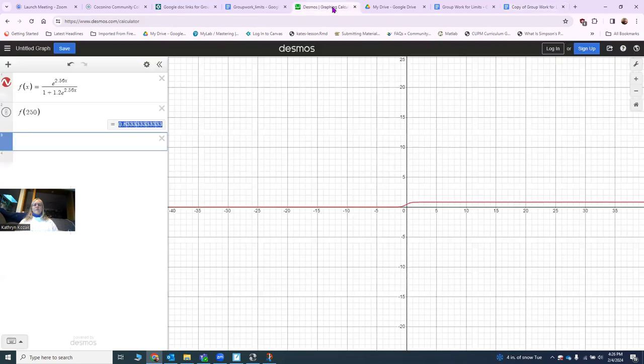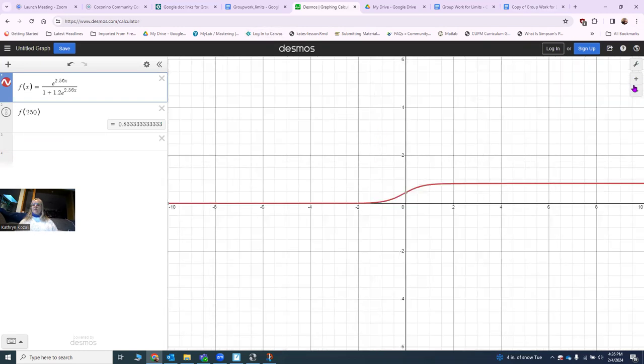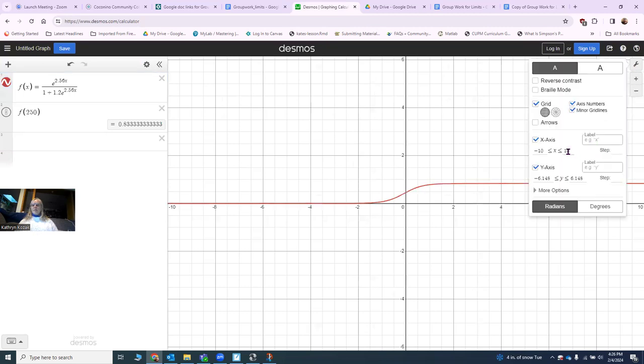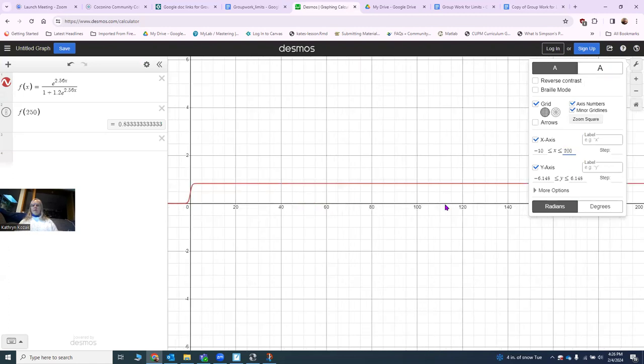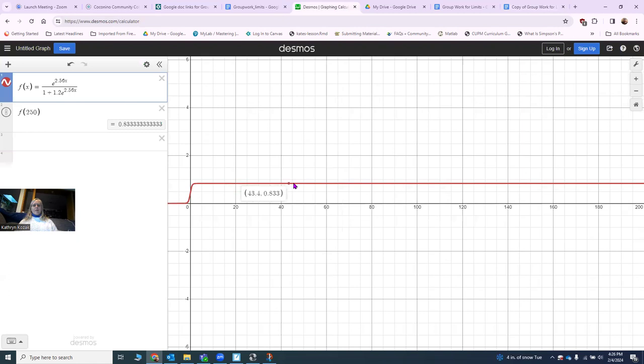And if you really want to know for sure it does, then you can click in here and you can move along. And as you're on that graph, you can see we're getting to 8.333333. You can zoom out. You can change your window so you can make X be all the way up to, let's say, 200. And then when I do that and I go along here, you're getting those same values. So we are confirming that we are getting closer and closer to that 8.333.